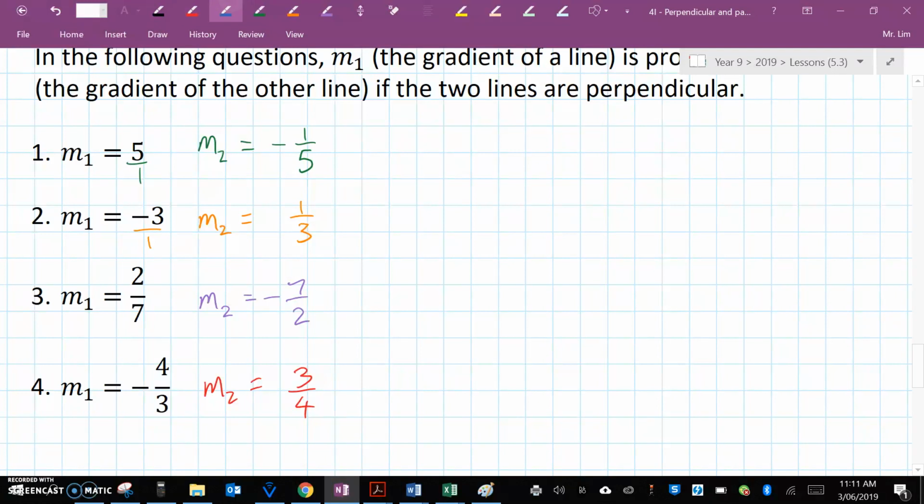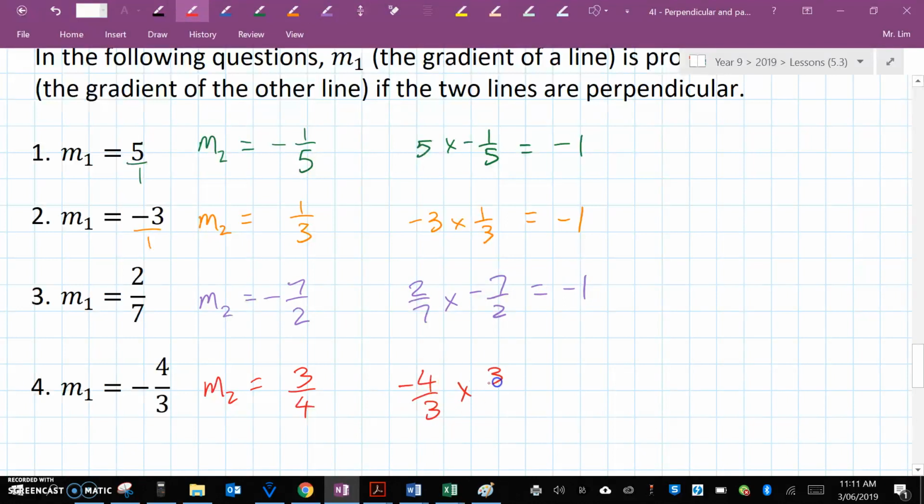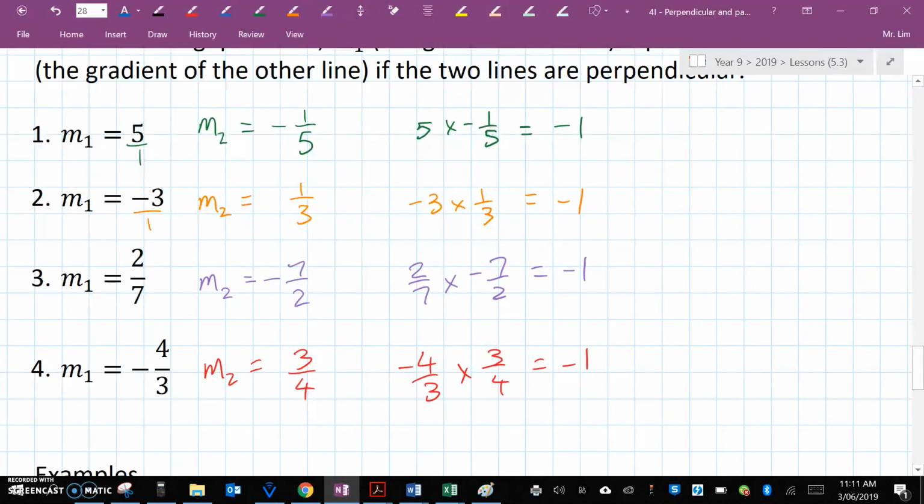So you can see here, when we multiply this out, 5 times minus 1/5 will be minus 1. Minus 3 times 1/3 will be minus 1. 2 over 7 times minus 7 over 2 will be minus 1. Negative 4 over 3 times 3 over 4 will be minus 1. So all you have to do is flip the fraction and change the sign whenever we're dealing with perpendicular lines.